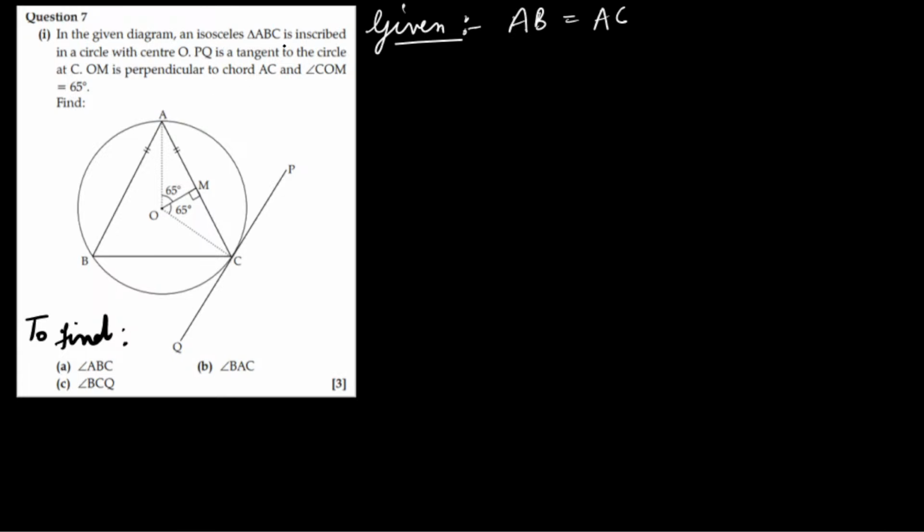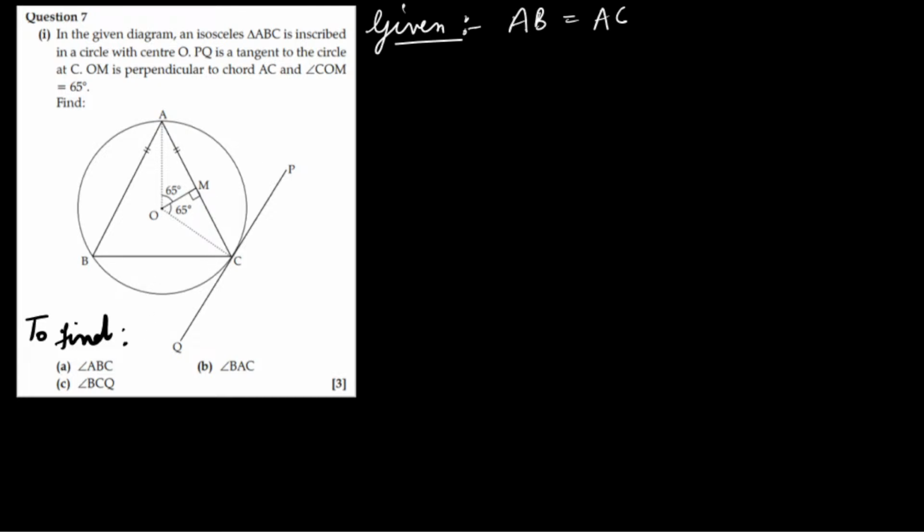An isosceles triangle ABC is inscribed in a circle with center O. PQ is a tangent to the circle at C, and OM is perpendicular to chord AC, and angle COM is equal to 65 degrees. So both angles, COM and AOM, are 65 degrees.